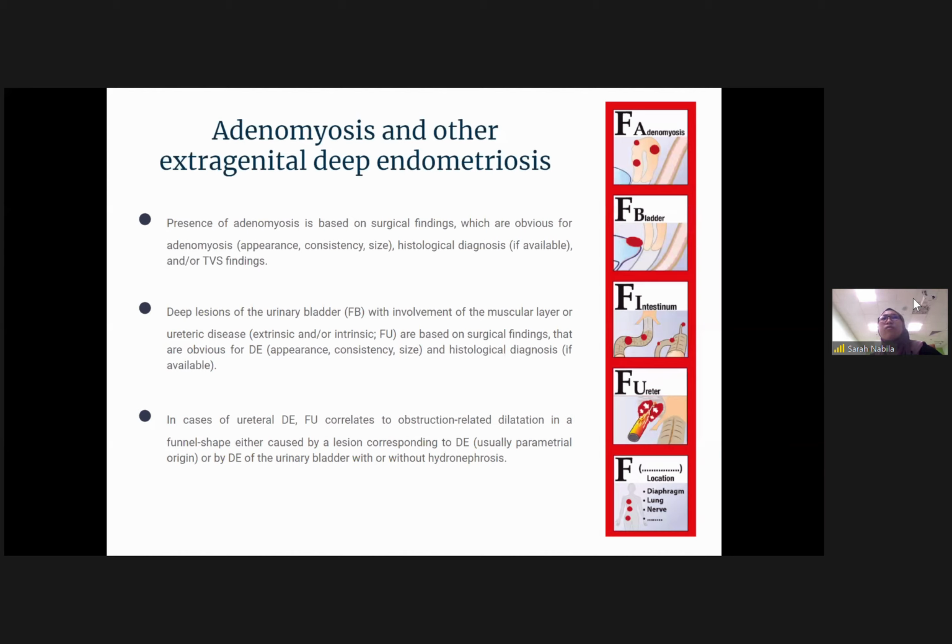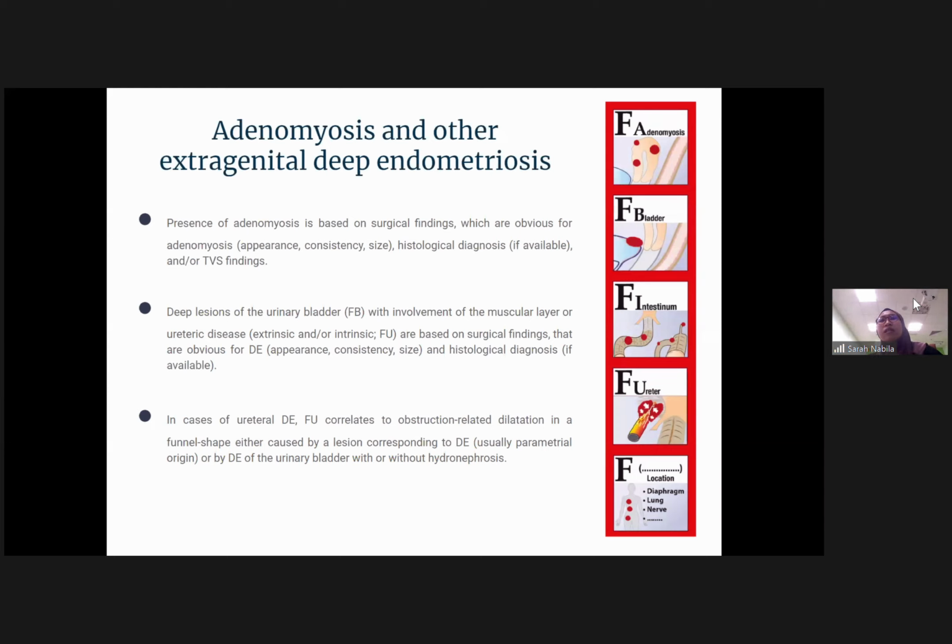Deep lesions of the urinary bladder, which are annotated as FB for bladder, with involvement of the muscular layer or ureteric disease, are based on surgical findings that are obvious for deep endometriosis, and histological diagnosis if available. And in cases of ureteral deep endometriosis, FU correlates to obstruction-related dilatation in funnel shape, either caused by a lesion corresponding to deep endometriosis, which is usually parametrial in origin, or deep endometriosis of the urinary bladder, with or without hydronephrosis.